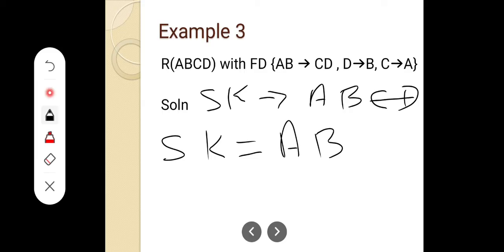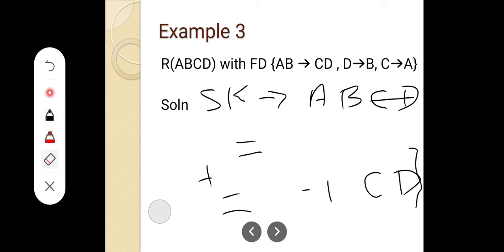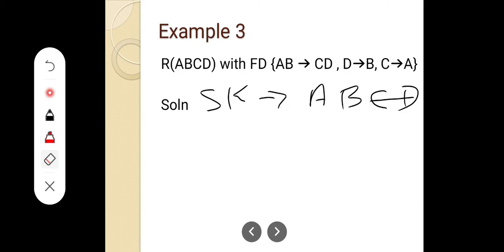If you want to check whether this AB is a super key, you just take the closure of AB. If you are getting ABCD, then it is a super key. The first value is AB. Then the second value, look at the functional dependency, AB determining CD, so it will be CD. So ABCD. So AB can be a super key. Clear? So our minimized super key is A, B.